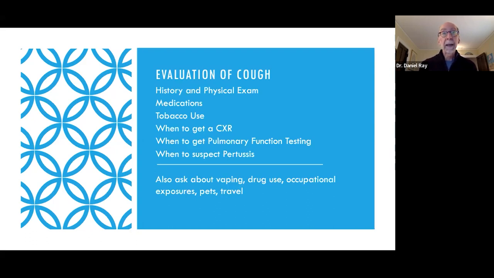We want to explore the patient, make sure that they're not using illicit drugs or vaping, and that they don't have some occupational exposure that might be contributing to this. They work in a really dusty environment, or they're exposed to particular chemicals. Pets, especially if they're new pets, or birds. Sometimes people don't consider birds pets, so unless you specifically ask, do they have birds? They say, I don't have any pets. And then travel history and exposure.